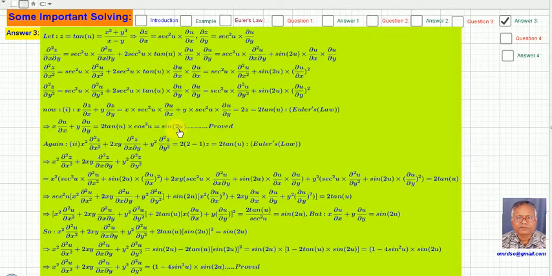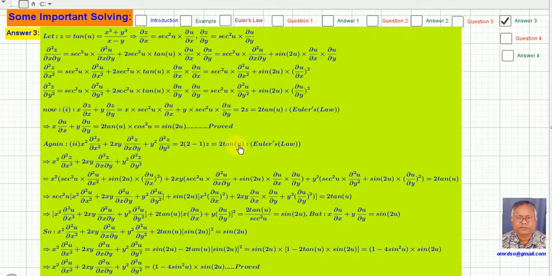Now there is another one: x square del square z del x square plus 2xy del square z del x del y plus y square del square z del y square is equal to n into n minus 1 into z, according to Euler's law, where z is a homogeneous function of x and y, then this expression comes out. So here n is 2, so 2 into 2 minus 1 into z, about 2 tan u, will be the result.